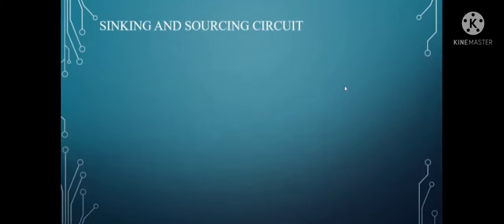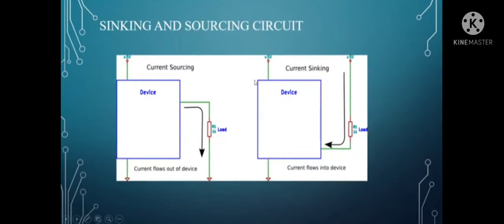Then sinking and sourcing circuit. What is a sinking circuit and what is a sourcing circuit? In the sourcing circuit, the microcontroller acts as an output, from the microcontroller's point of view. The microcontroller is acting as input to the load, but it is acting as an output for the microcontroller. The current is flowing from the microcontroller to the load. This is called a sourcing circuit, in which the microcontroller acts as a source to the load. Likewise, in the sinking circuit, the microcontroller acts as a load which consumes power from the 5 volt source. So this is a sinking circuit.